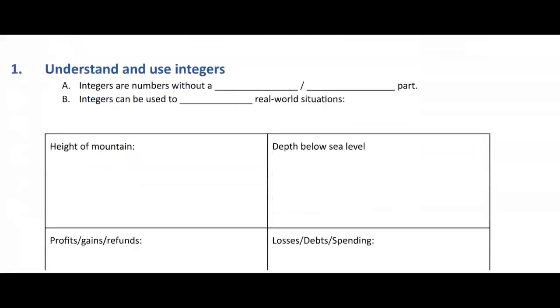So let's take a look at number 1, to understand and use integers. Integers are a number without a decimal or fraction part. Okay, no decimal part, no fraction part. And integers can be used to model or represent real-world situations.